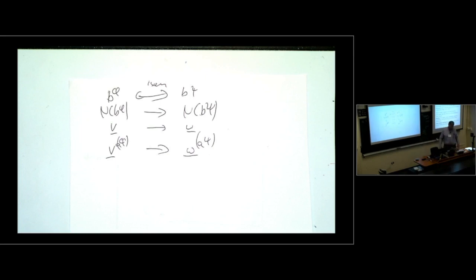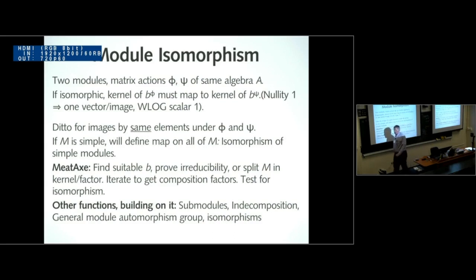Yeah, and now let's go back. So that's what the meataxe does. It takes a module, it finds submodules. Actually, it will find composition factors of the module, up to multiplicity.